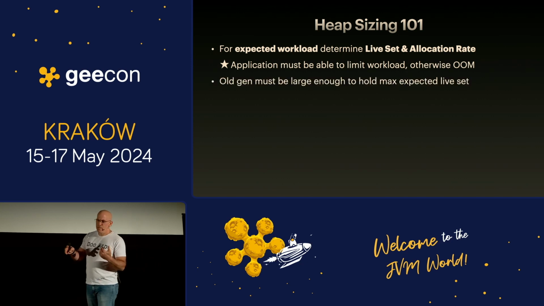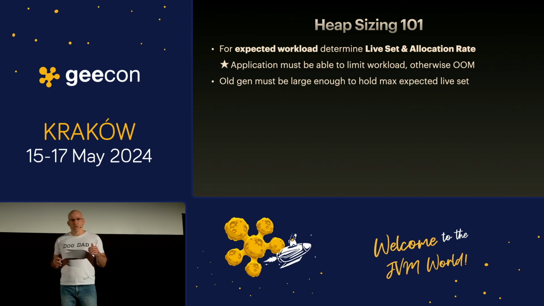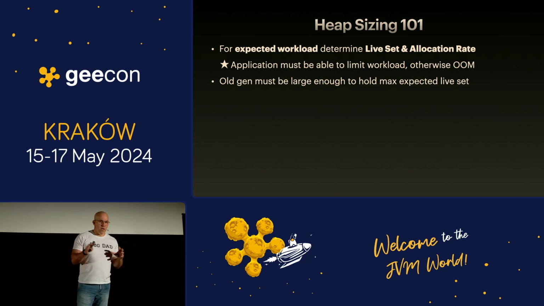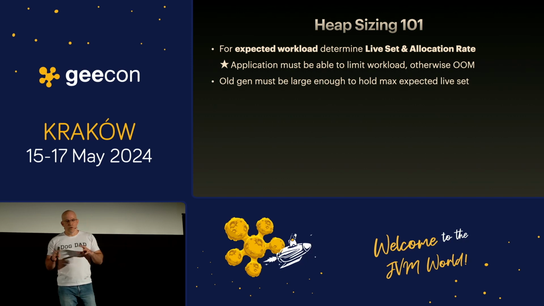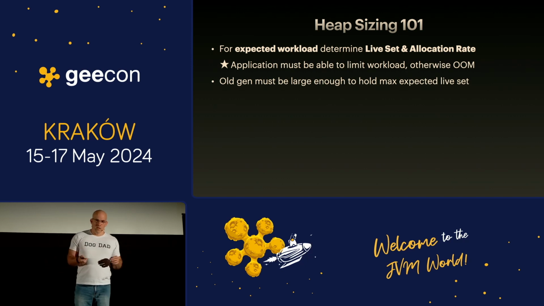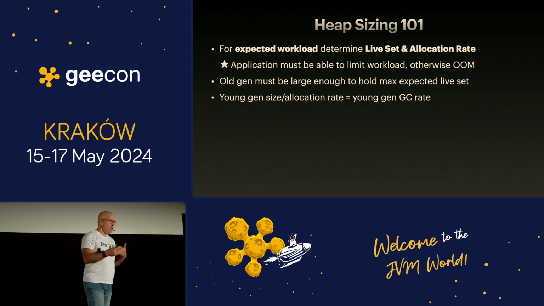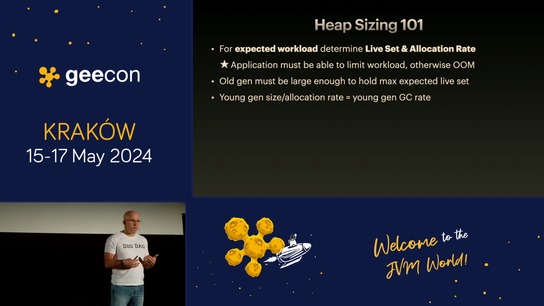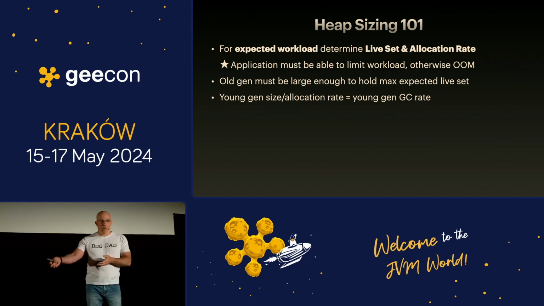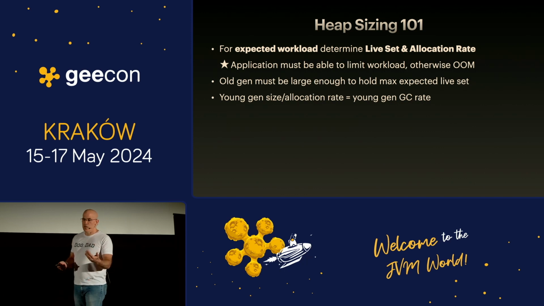Old gen, in generational GCs, but we're kind of making broad strokes here. Old gen has to be large enough to hold your live set. Okay. The young gen defines how often you will have to run GC, because you allocate, you run out of the young gen and then you collect. So the larger it is, the fewer times you're going to hit the GC cycle.